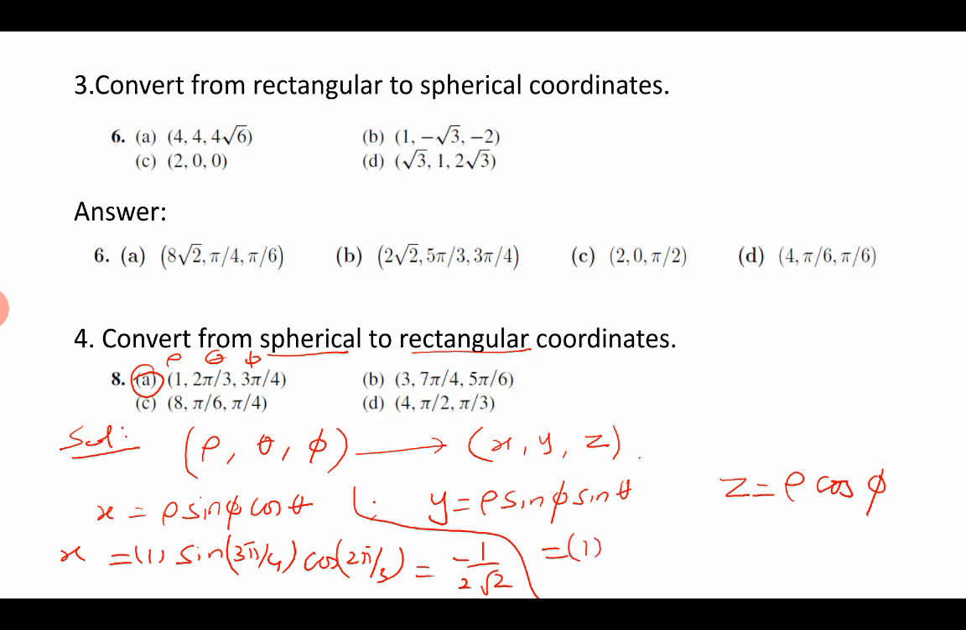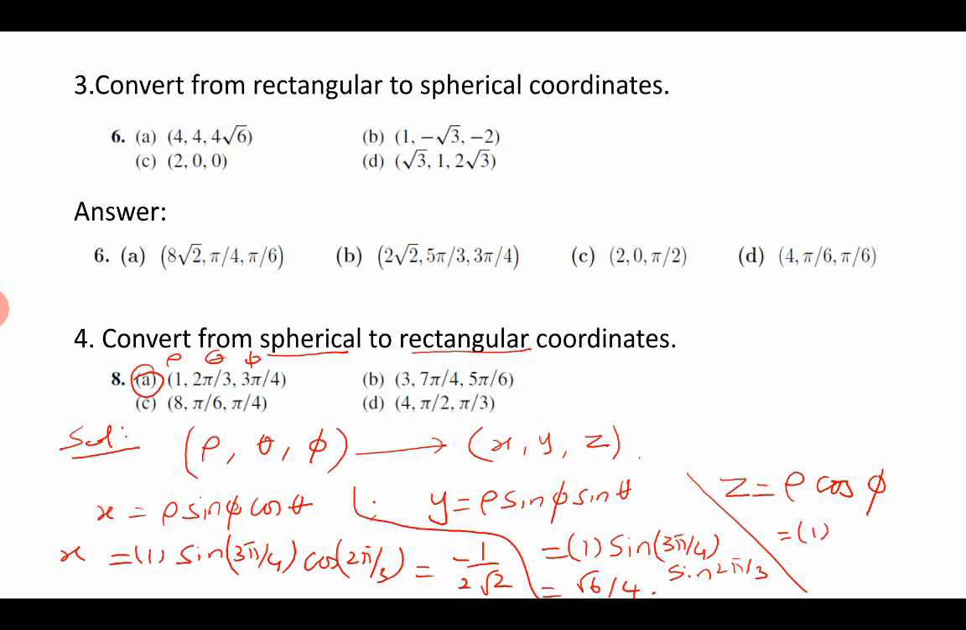Second, y is 1, sine phi, 3 pi by 4, and sine theta, theta is 2 pi by 3. Just type in the calculator, you will find root 6 over 4. Root 6 over 4, that's the answer here.